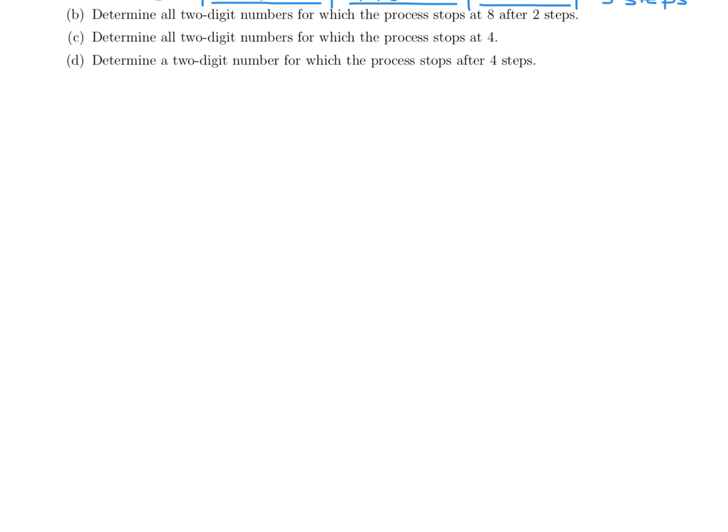So the process stops at 8 after 2 steps. So we've got step number 1 and step number 2, and then we have our initial number. All right, so this is always going to be an 8. So I've got to figure out ways of doing this. The first way, of course, is 1 times 8, and that would mean this number was 18, right? So how do I get 18? 2 times 9 is one way, and therefore this initial number was 29.